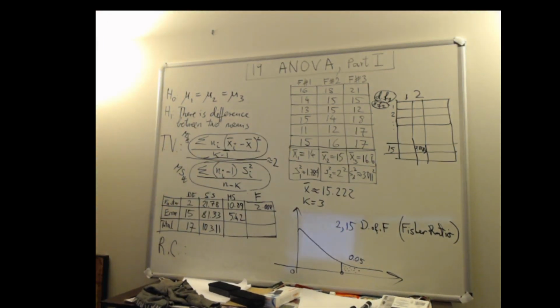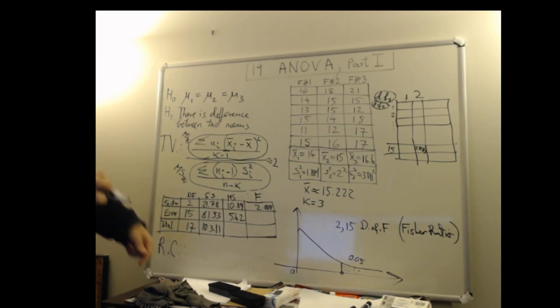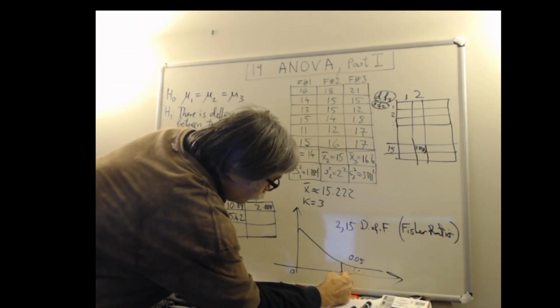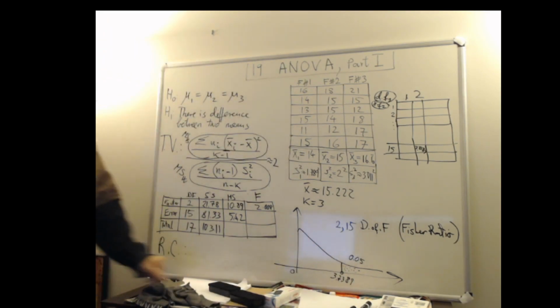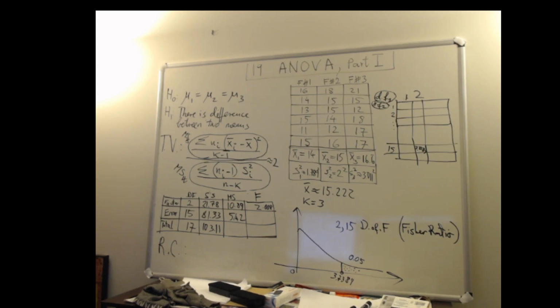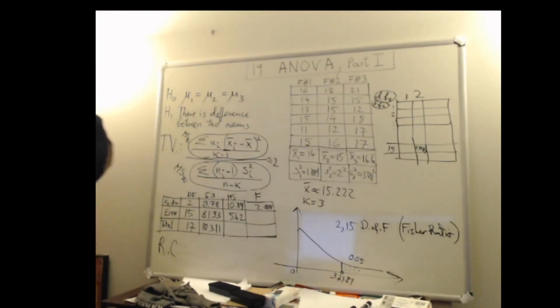Alright? I made my table really small so you can hardly find it. You can hardly see what I wrote, but it's 3.7389. Alright? That is where 5% in this distribution starts.